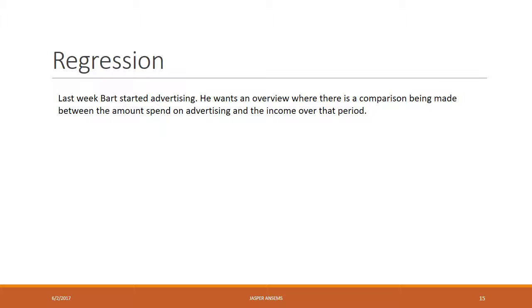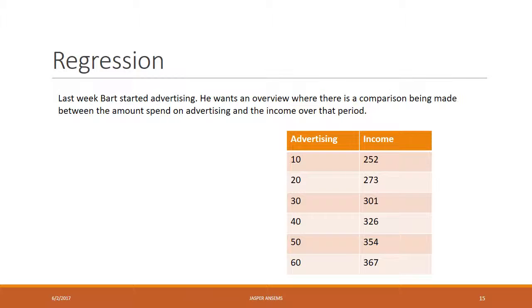Regression. Last week Bart started advertising. He wants an overview where a comparison is made between the amount spent on advertising and the income over that period. So on the first day he spent 10 euros on advertising, and on the last day, Saturday, he spent 60. And we also wrote down the income for that day.